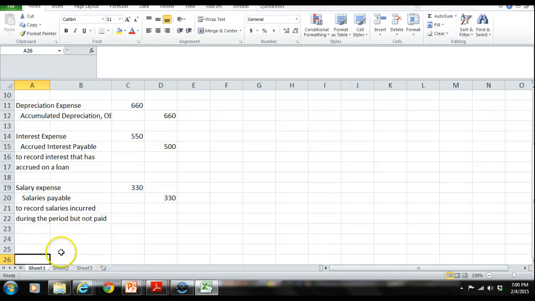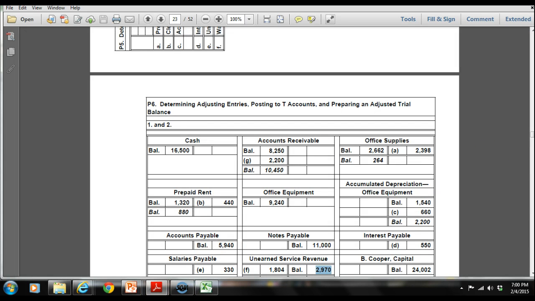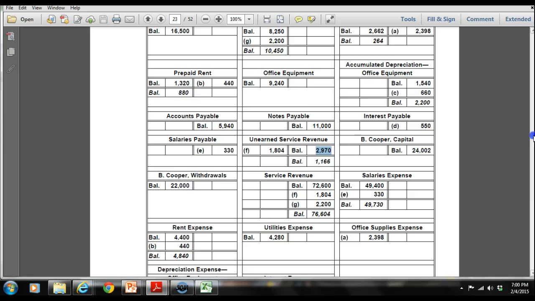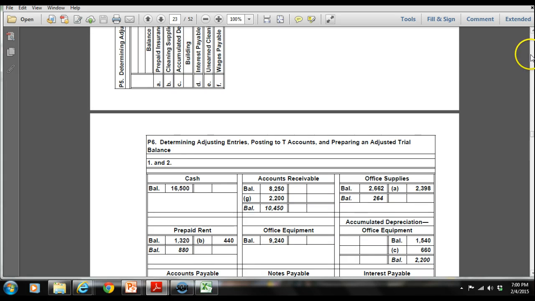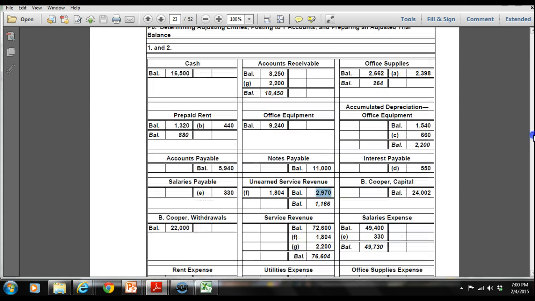So we're going to go post them. The $330 debit to salary expense, we're going to go here and we're going to debit. We already have a balance sitting there of $49.4, but we're going to put an E and show a debit of $330. Our salaries payable is going to be an E on the credit side and a $330 credit.